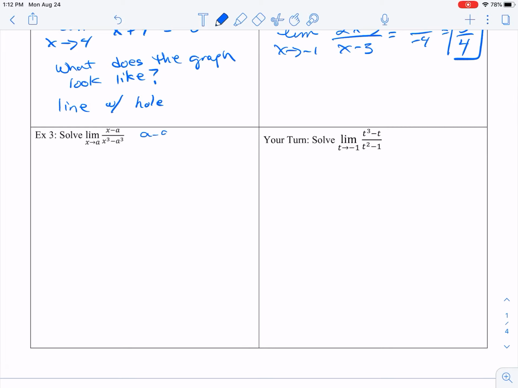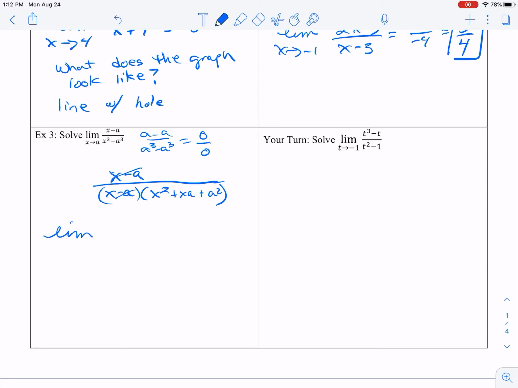Now I have x minus a over x cubed minus a cubed. That's still 0 over 0. It's still indeterminate. It still means you have to do something. This is where factoring the difference of cubes comes in. So this is x minus a times, oh, no, sorry, x squared plus xa plus a squared. And now these cross out.